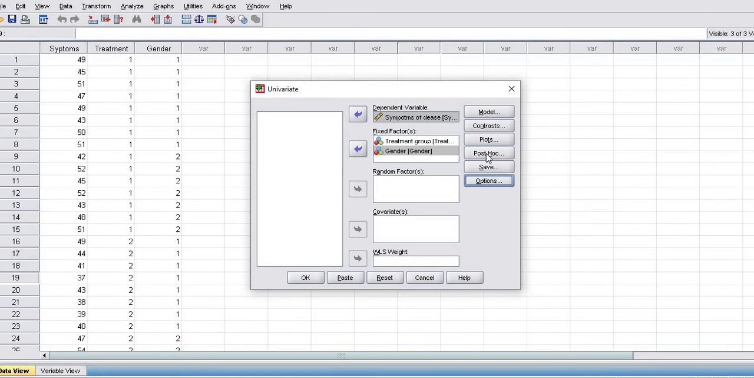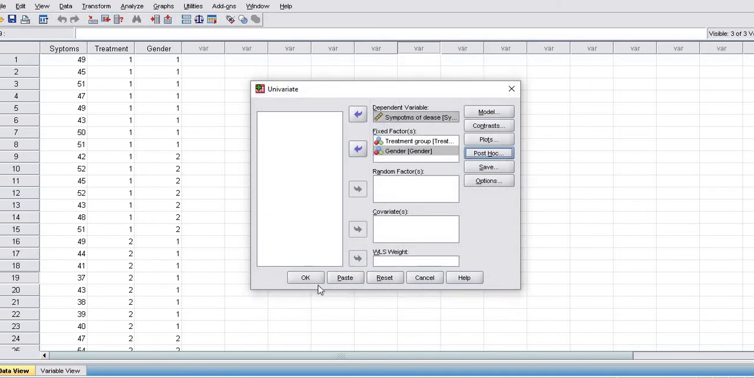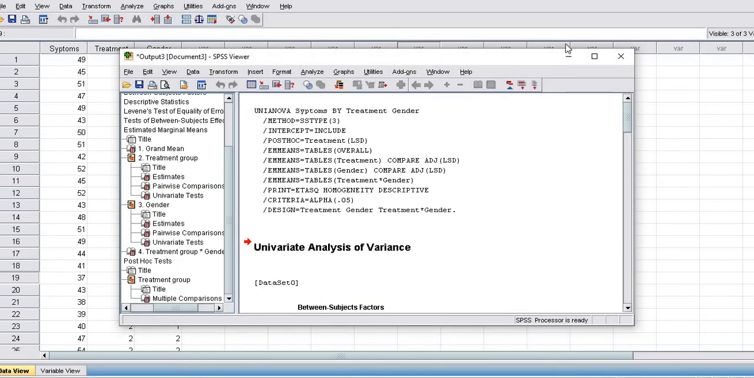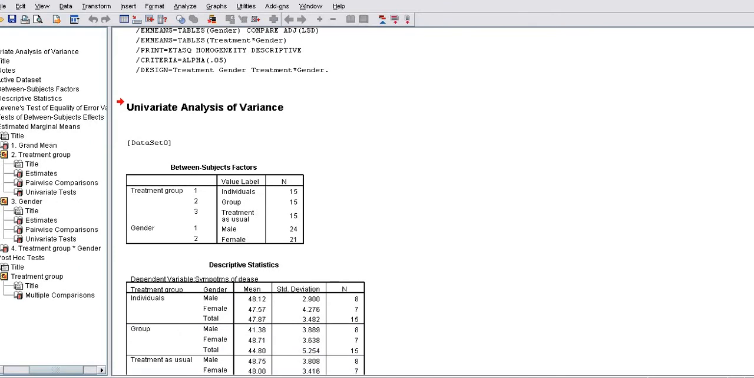Also do a post hoc test on treatment, as there are three groups of treatment. Gender has only two groups, so it is not possible to apply post hoc multiple comparisons on gender. Apply the LSD test. Continue. Okay. The result has been displayed on the output sheet.